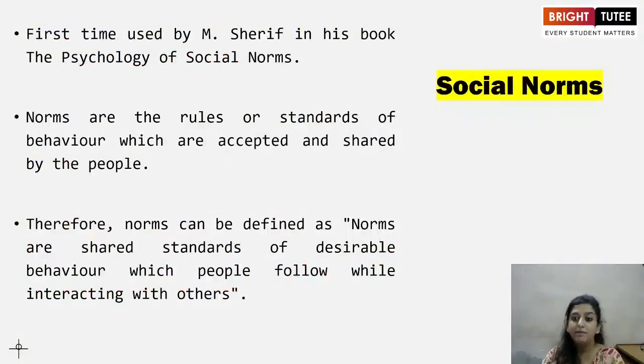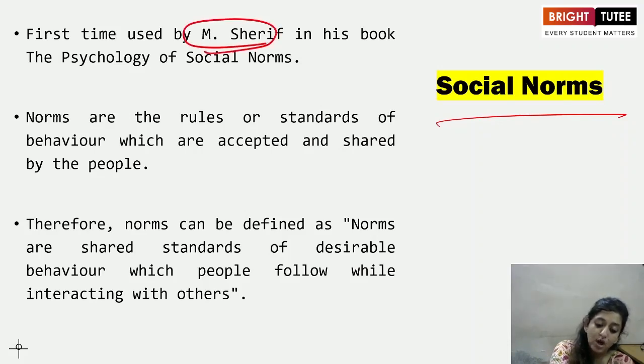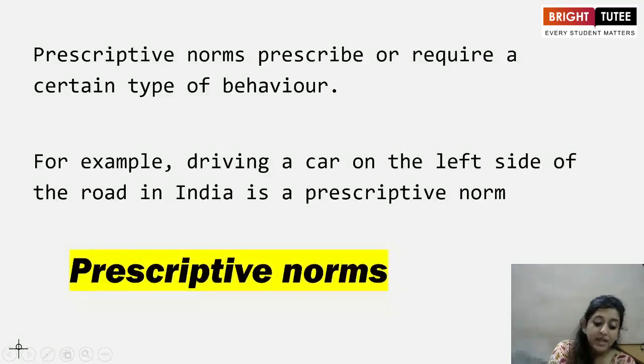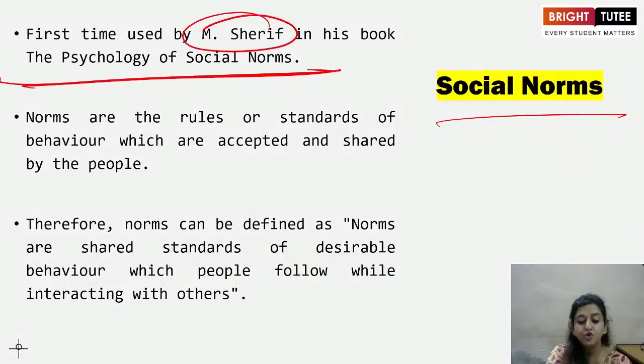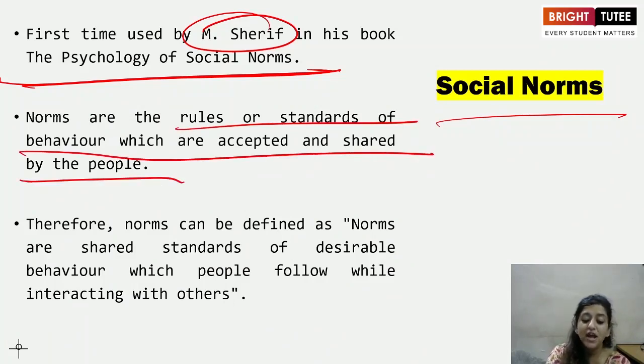Moving ahead, talking about another social aspect, the social norms. Now, what are social norms? The term was first used by M. Sherif in his book, The Psychology of Social Norms, wherein norms are rules or standards of behavior which are accepted and shared by the people.